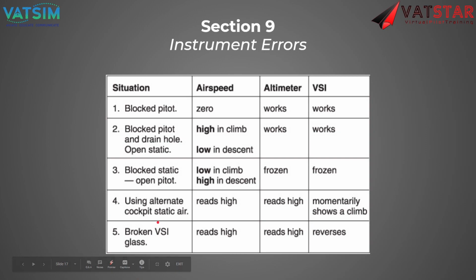Now, one way you can get alternate static air is to break the vertical speed indicator, and that will give static air to the system. But your airspeed will read high, your altimeter will read high, and the VSI will actually reverse. It's a little bit of a weird concept, but these are the errors that are associated with that pitot-static system that I just showed you in the last diagram. Does that make sense to everybody? Yes. Yeah. Yes. Yes. Okay.